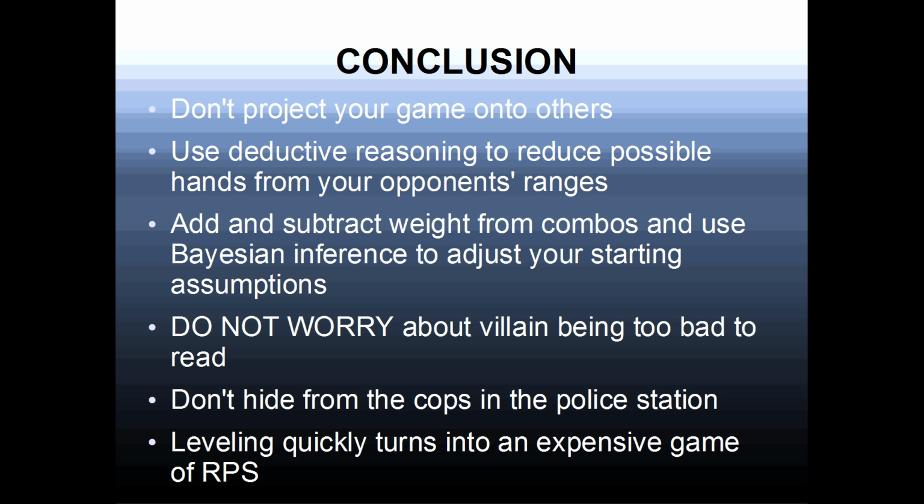Use deductive reasoning and inference to remove hands from your opponent's ranges, and then don't put them back in unless you realize you've made a mistake at some point. Add and subtract weight from the combos that your opponent can have, and use Bayesian inference to adjust your starting assumptions, meaning that as new information comes to light, be willing to give up on the initial ideas that you had about whatever style you believed your opponent was playing if it turns out that you maybe aren't correct. But do it slowly, adjust slowly.